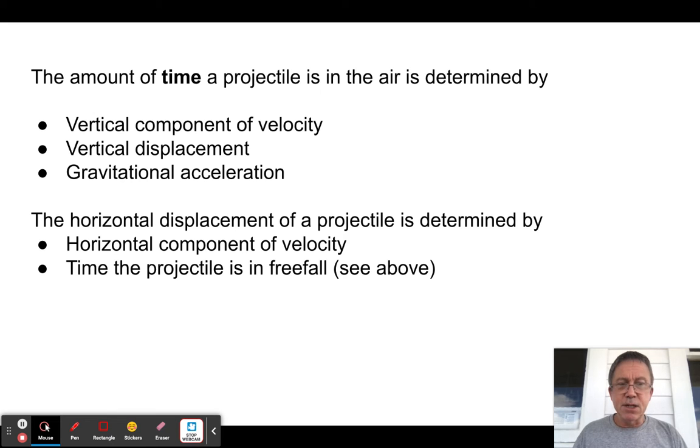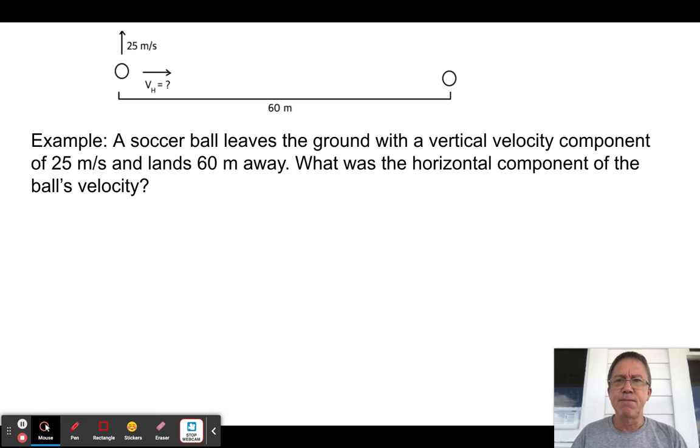Horizontal displacement is going to be entirely determined by how fast the object is traveling horizontally and how long it gets to stay in the air. And how long it gets to stay in the air is determined by these vertical values. So these vertical values are going to be really crucial in solving these projectile motion problems. We usually start with those to try to figure out the amount of time, and then we apply it to the horizontal component of velocity. So let's try this one here.